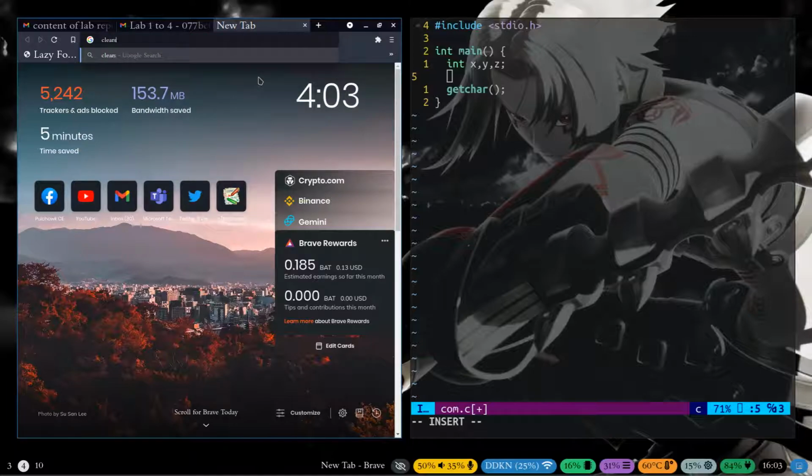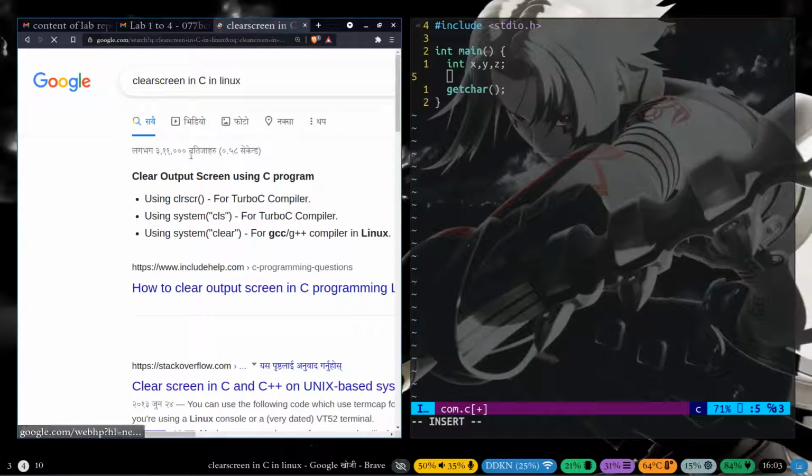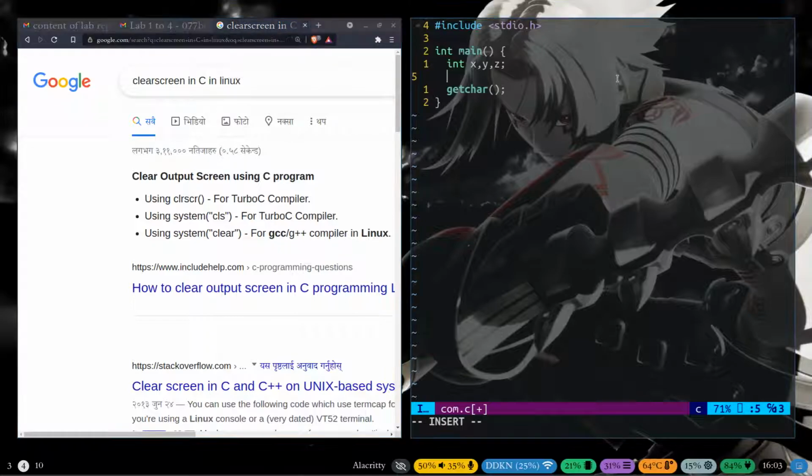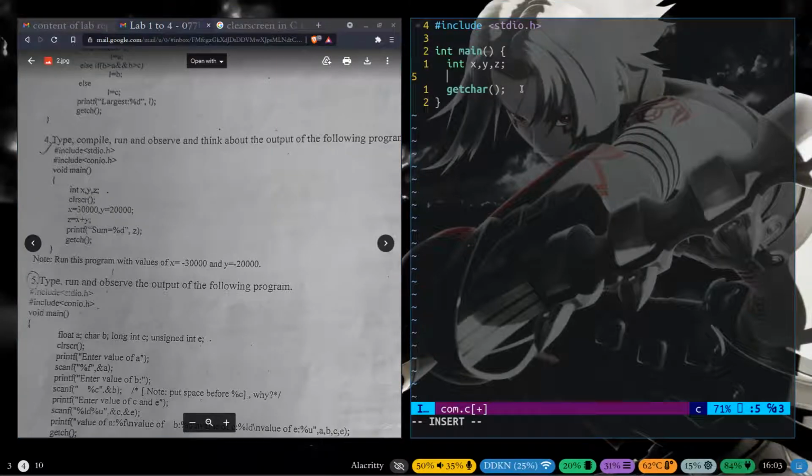clear screen in C. Because the bindings are different. Turbo C, system clear. That's it. System clear. System, and this is a new one basically. The system will execute the system commands. Okay, that's it. Getchar. Where the heck is that?